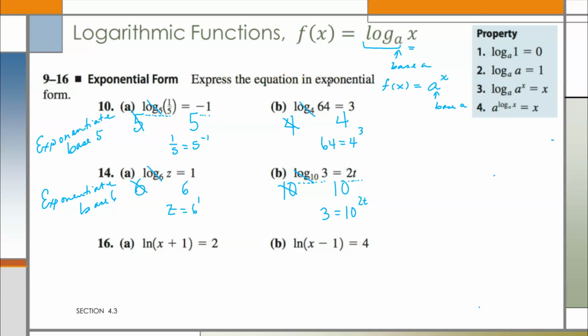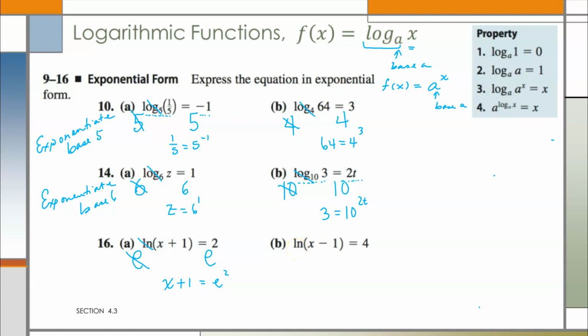Okay, ln. What was the base of ln? e. We're going to exponentiate base e on both sides. Exponential base e undoes a log base e. They're inverse functions. They undo one another. So we end up with x plus 1 is e squared. We're just expressing the equation in exponential form.